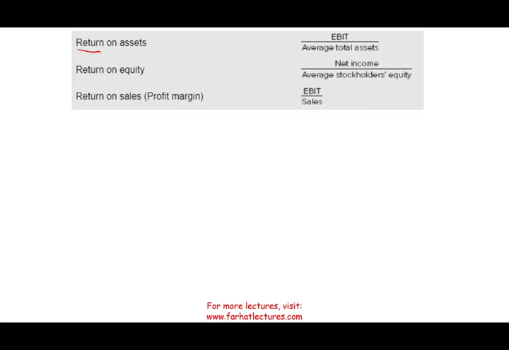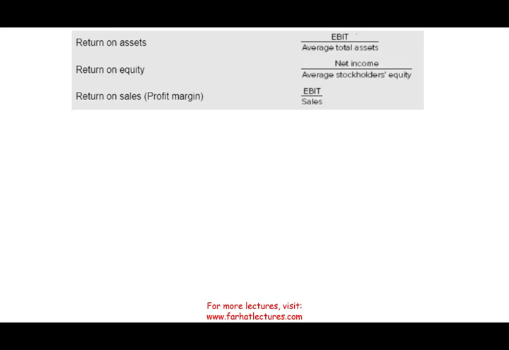Because interest and taxes, the I and the T, are not related to your operation. Interest relates to how you finance yourself, because if you borrow money, you have to pay interest, and taxes have to do with the jurisdiction in which you operate. That's why EBIT is a better measurement of your operating efficiency than net income. But simply put, we want to see how much profit or operating profit you are generating from your total assets.